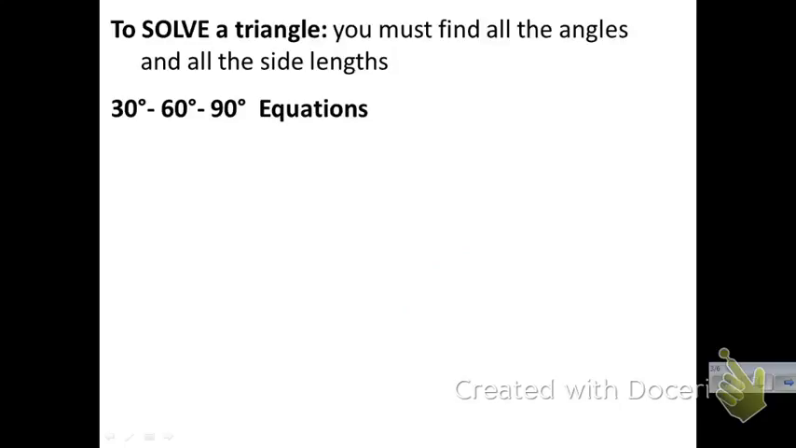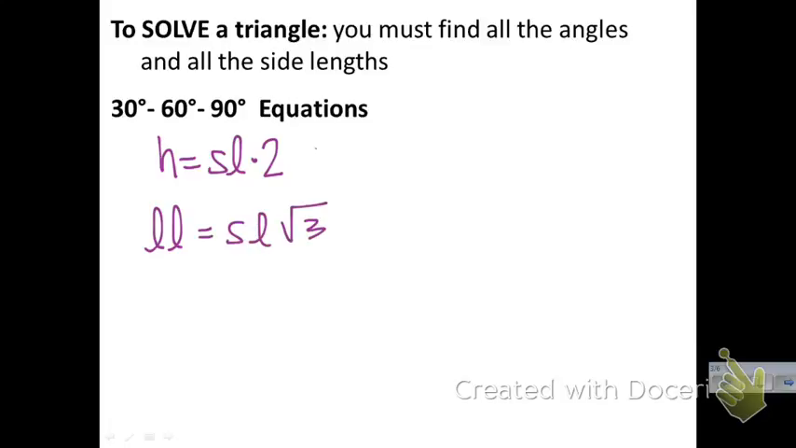So from there we can see that there are some patterns that are being made, so we're going to write some formulas. Remember, to solve a triangle you have to find all the angles and all the sides, so we're talking about 6 pieces. If we have a 30, 60, 90, we know all of the angles, so we just need to find the sides. So here's our two formulas. The first one, the hypotenuse is equal to the short leg times 2. And the second one, the long leg, is equal to the short leg times root 3.